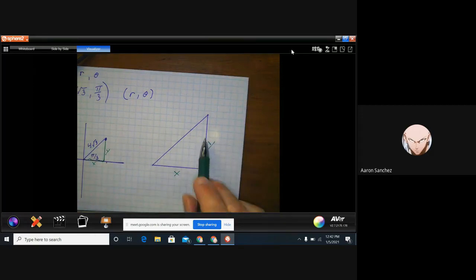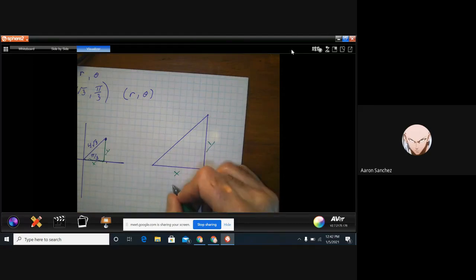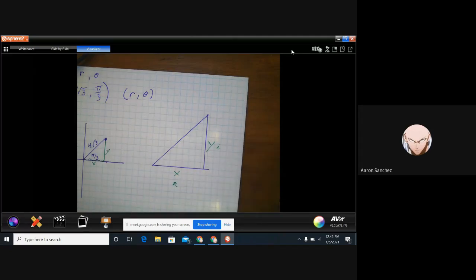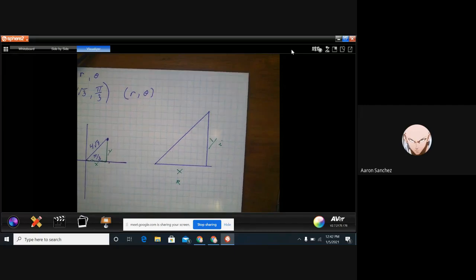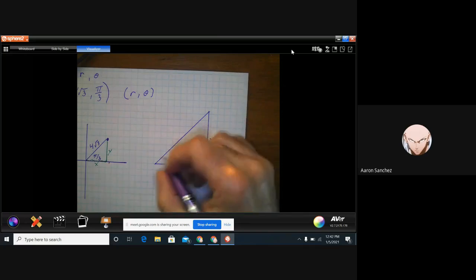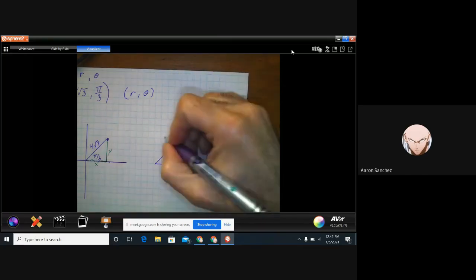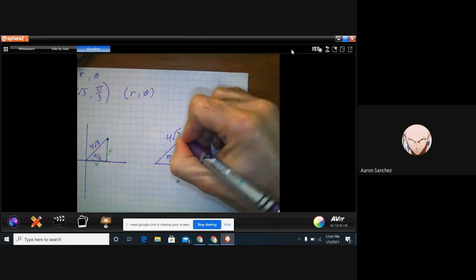How far do I go this way? How far up do I go? A lot of times, we talk about this being the real number and this being the imaginary number, right? Either way. But right now, I think it'll be easier for us to call it X and Y, because I think that's easier for us to understand. Now, again, this is over here. This is pi over 3, and this is 4 root 3.